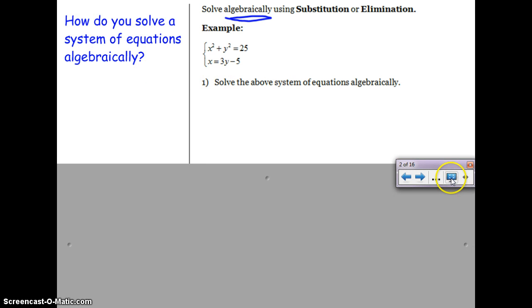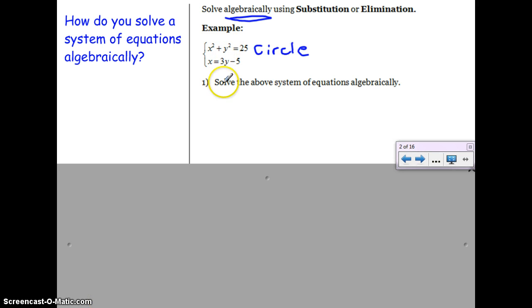So what we have here is you see the x squared and you see the y squared. When we see both x and y squared, we are looking at a circle. When you see the y and the x, but there's no square, that means we are talking about a line. So what we're looking at here is a line and a circle intersecting.